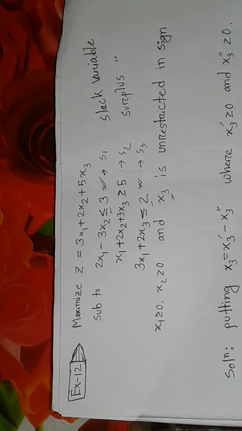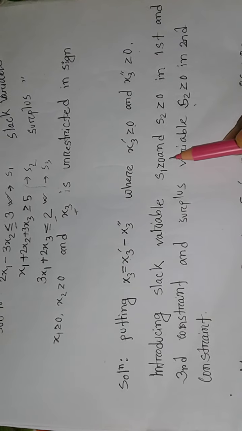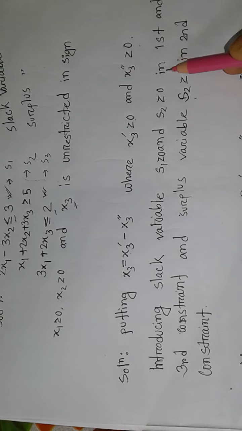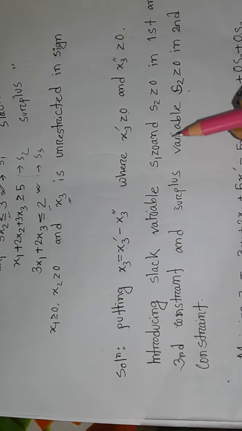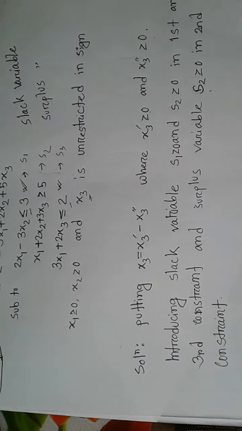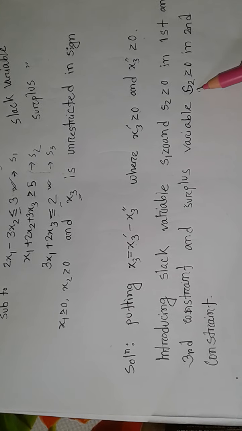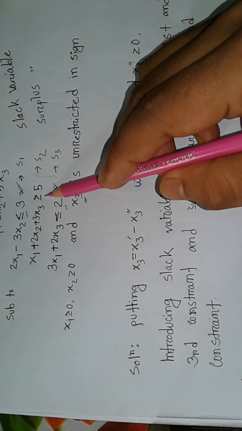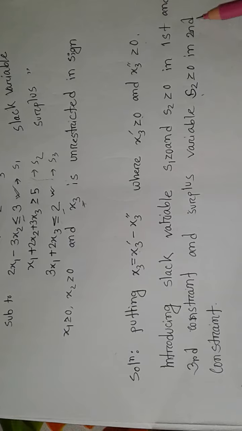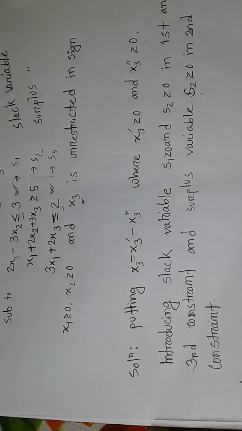Okay, introducing slack variables S1 greater than equal 0 and S3 greater than equal 0 in the first and third constraints, because they are in less than equal form. And we use a surplus variable S2 greater than equal 0 in the second constraint, as it is an inequality in greater than equal form. So what is the transformed form of this?